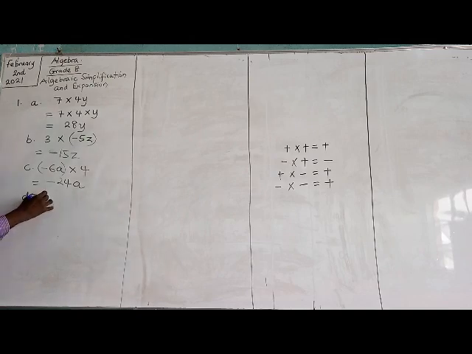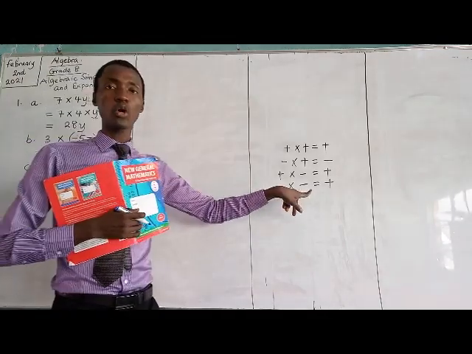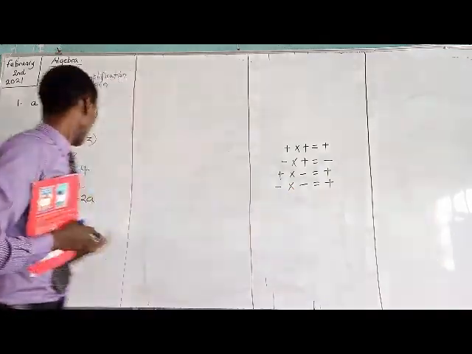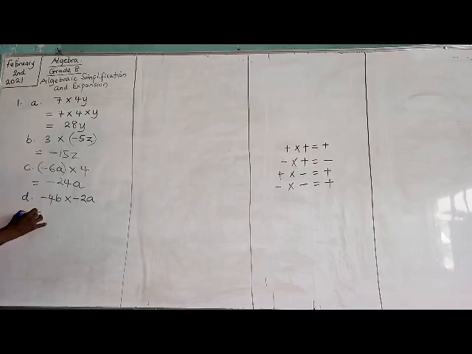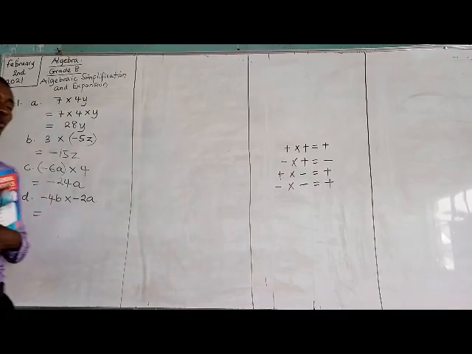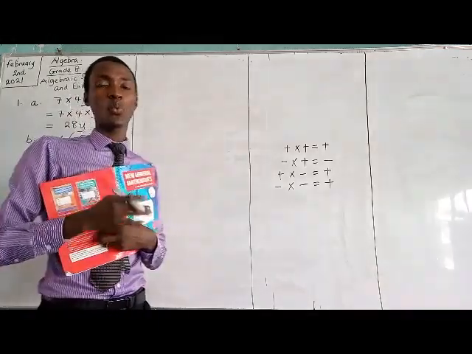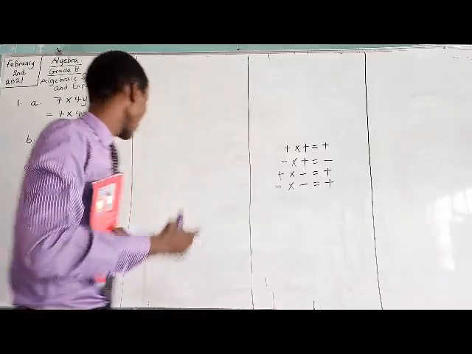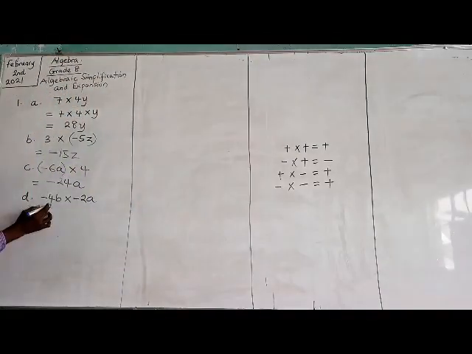Question D will be negative 4b times negative 2a. We do a quick check on what we have on the board. You discover that negative times negative is what? Positive. Both terms are negative, so we expect our answer to be positive. We don't need to put positive here because every time we write a term without a negative sign, it's assumed that term is what? Positive. So with that said, we're going to have 4 times 2, which will be 8.